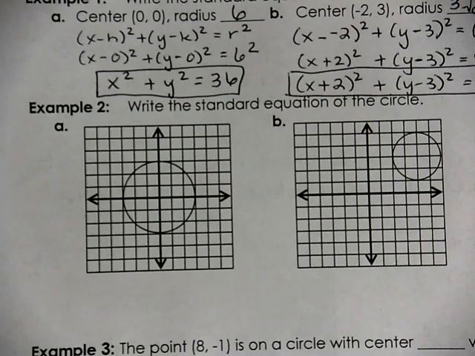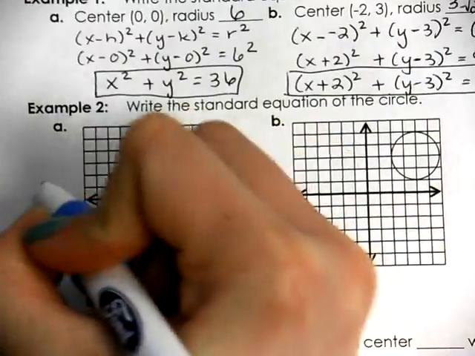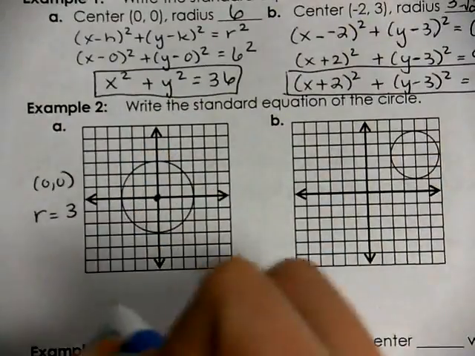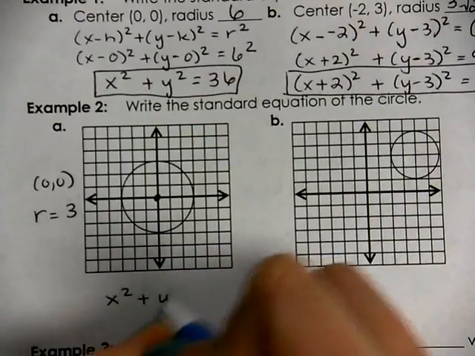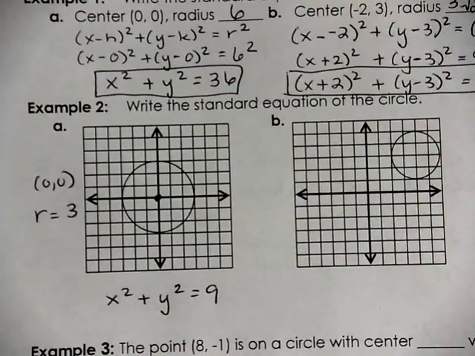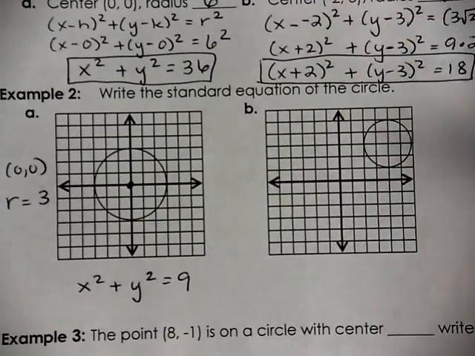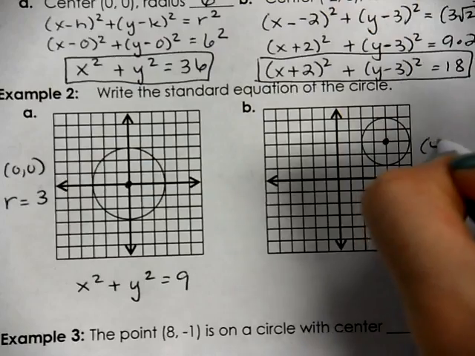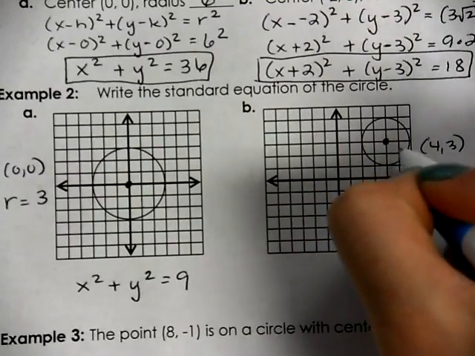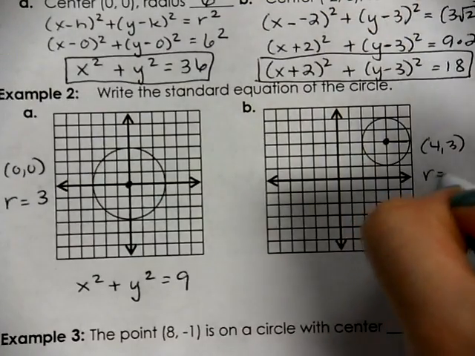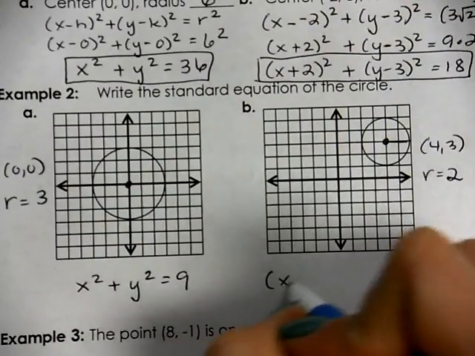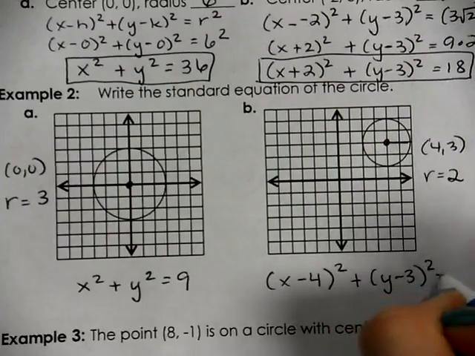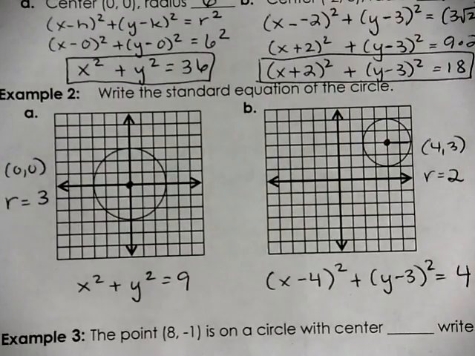All right, as we look at this one, the center here is 0, 0. The radius is 3, so our equation is x² + y² = 9. For the next one, our center right here is 4, 3. This one, the radius is 2. So we have (x − 4)² + (y − 3)² = 2², which is 4.